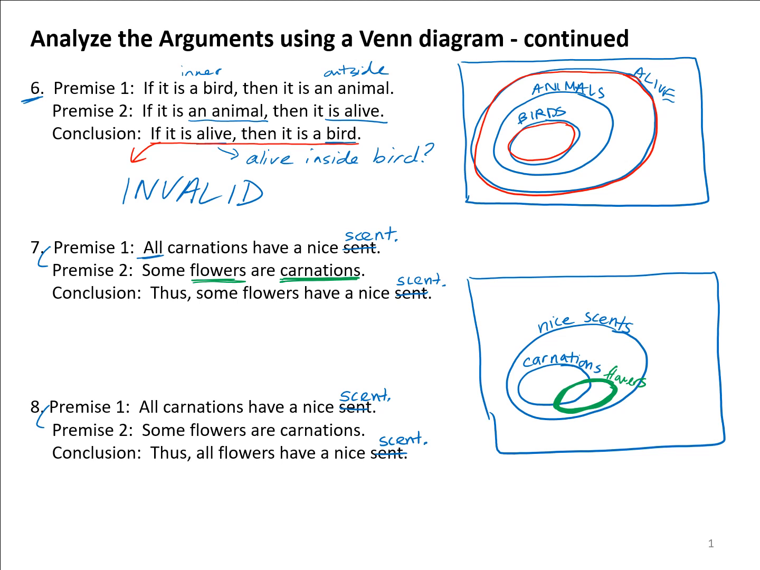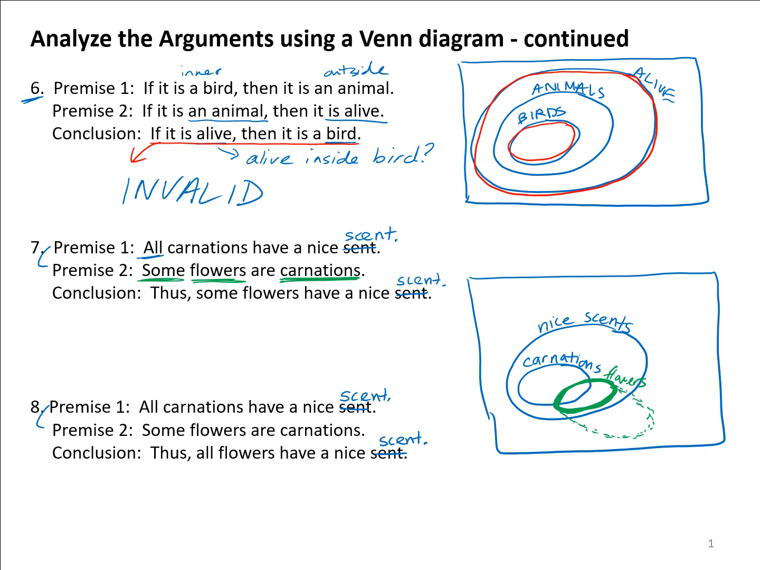But I want to point out that there is another way you could do that. This set could overlap and go outside of the nice scent category. We don't really know. It may or may not. All that some says, in this context, is that the flower set overlaps with the carnation set. It's not telling us how the flower set overlaps with the nice scents. We know that it has to be partly in the nice scents set because it has to do with overlapping with carnations, and carnations are in there.